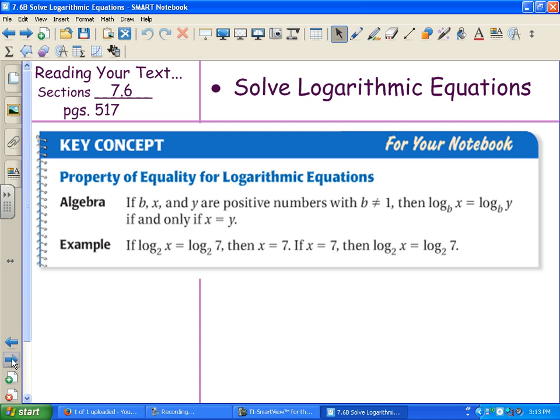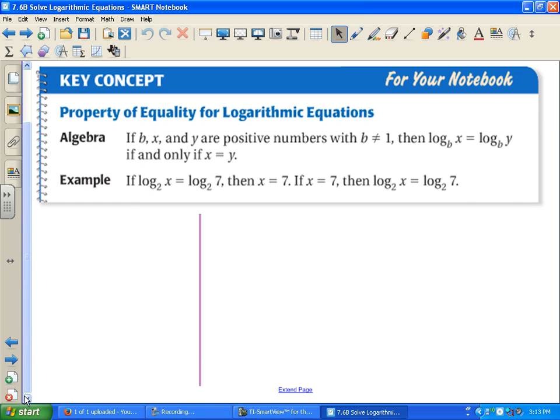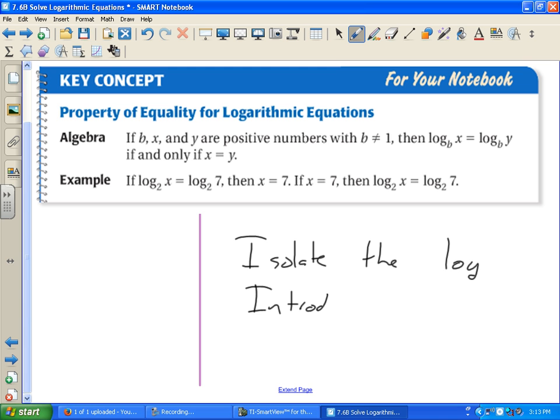Here's what it looks like. Match the bases up, log both sides, and solve. So isolate the log, just like yesterday. I'll write it down for you. Isolate the log. Introduce a base. And solve.